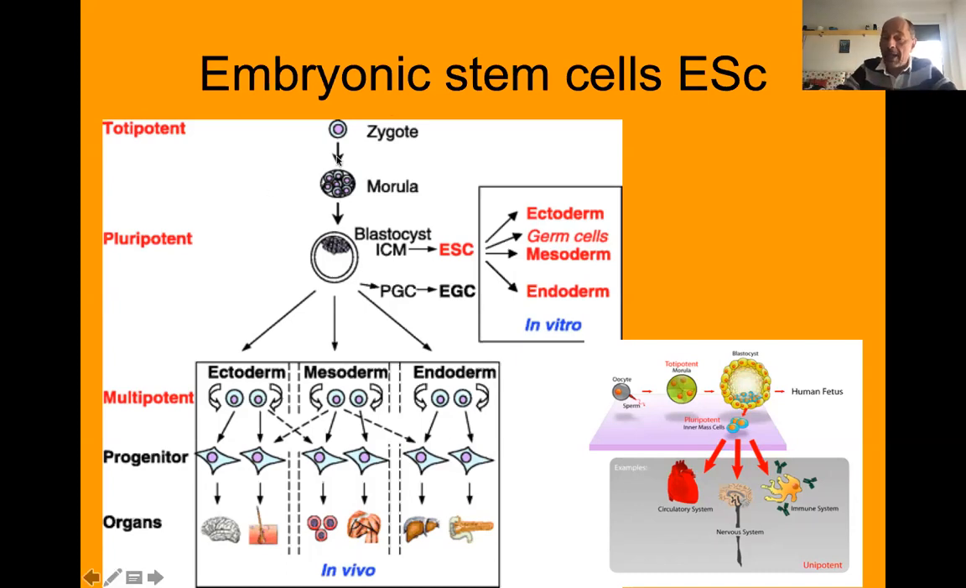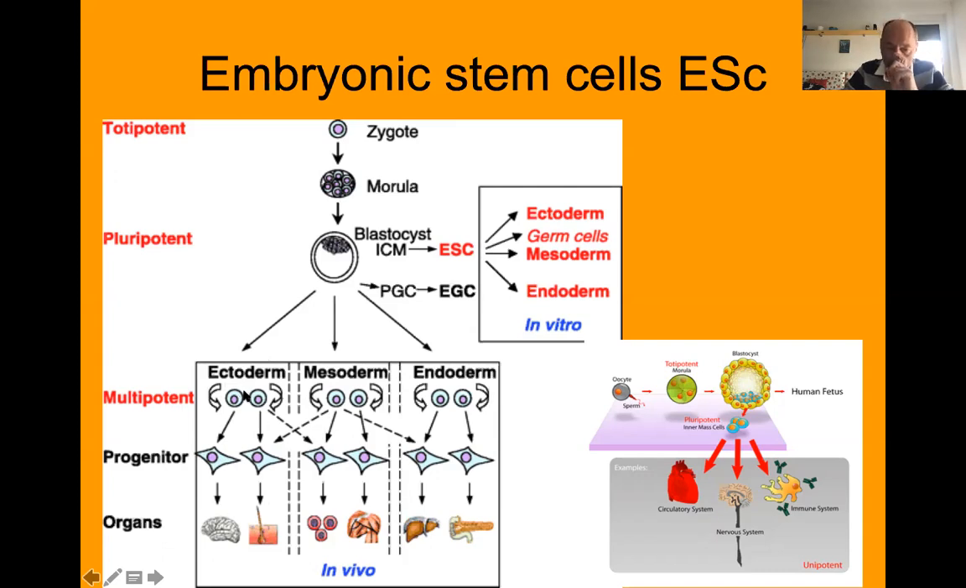You make a morula and then a blastocyst. That now you start to enter in the so-called pluripotent stem cells. And from these pluripotent stem cells, you essentially generate three lines: the ectoderm, the mesoderm, and the endoderm. Again, in this ectoderm, mesoderm, and endoderm, you have multipotent cells, progenitor stem cells, and finally the organs.